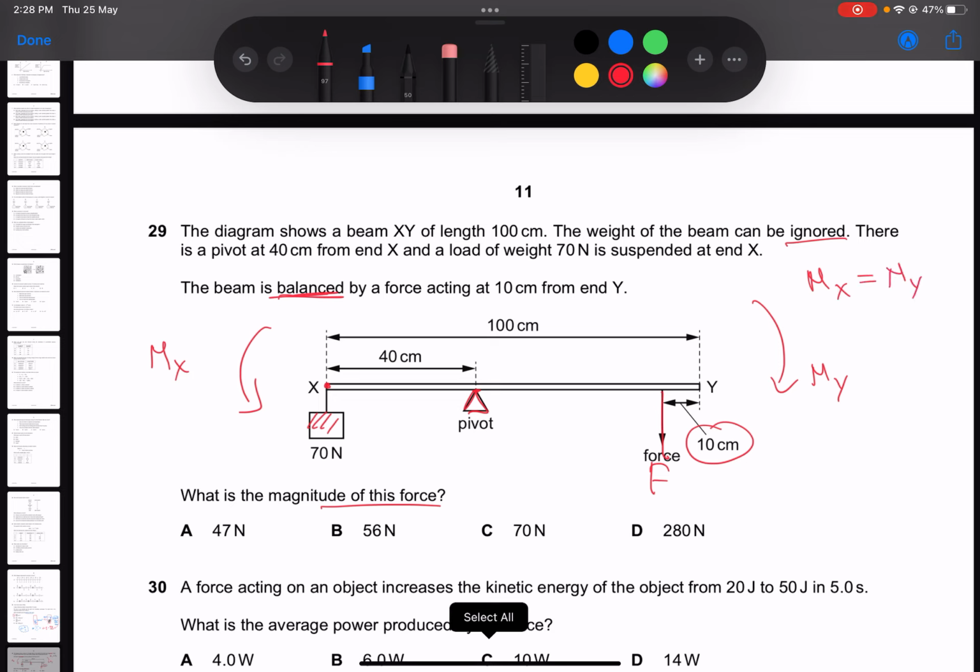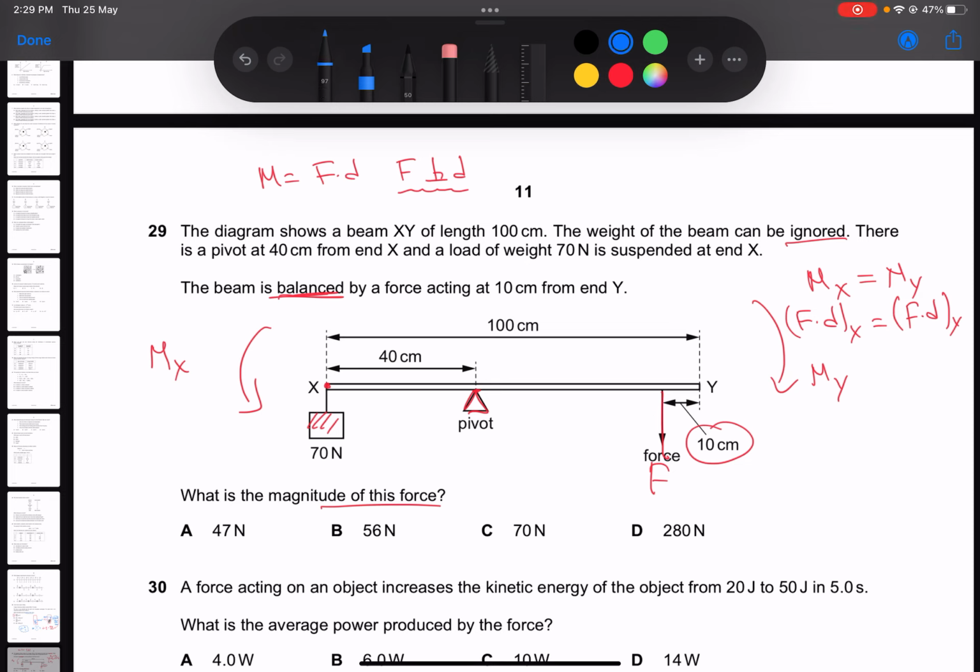Let's recall the formula for the moment. What was the moment formula? Force times distance, and the force has to be perpendicular to the distance. We have to remember this as well. All right, so force times distance for X equals force times distance for Y now. Let's take the blue, it's easy to see.